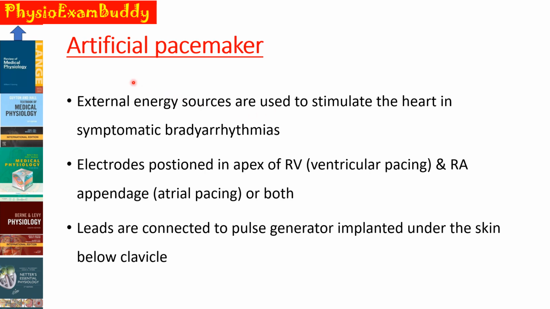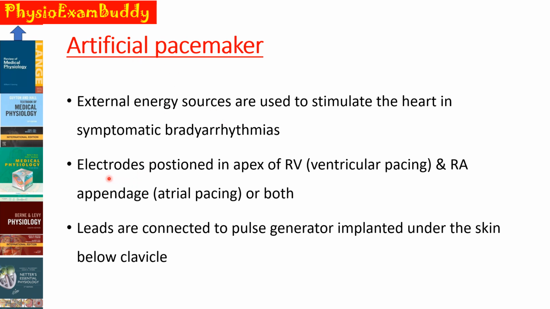Next is about the artificial pacemaker. They are usually implanted in case of complete heart blocks. So here external energy sources can be used to stimulate the heart in symptomatic bradyarrhythmias. Because as the pacemaker shifts more to the periphery, the heart rate decreases. So in order to stimulate the heart, external energy sources are used, which is known as the artificial pacemaker.